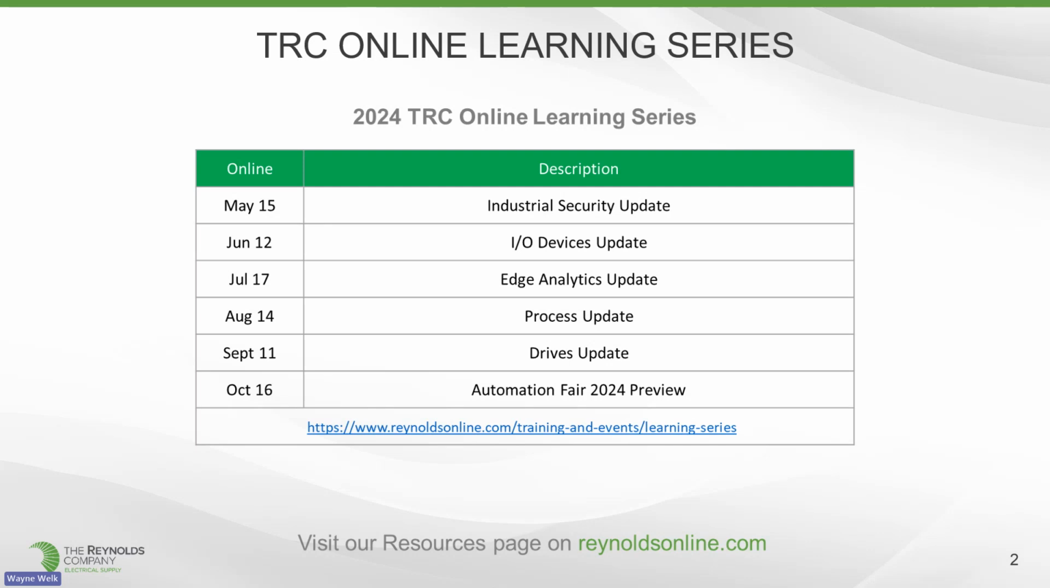So this month, of course, is around edge analytics, and next month we'll have a process update. There'll be a lot of things to cover there. I think the 5.3 release of PlantPAx should be out, or maybe is out already, but soon to be out, as well as some other updates around PlantPAx and our process solutions. September will be a drives update, and October is our Automation Fair preview, a little bit of a glimpse as to what will come with Automation Fair this year.